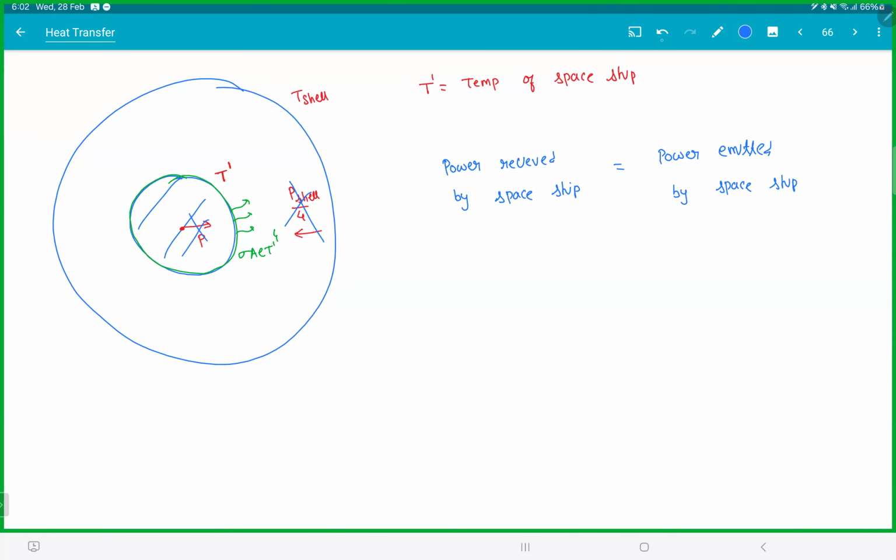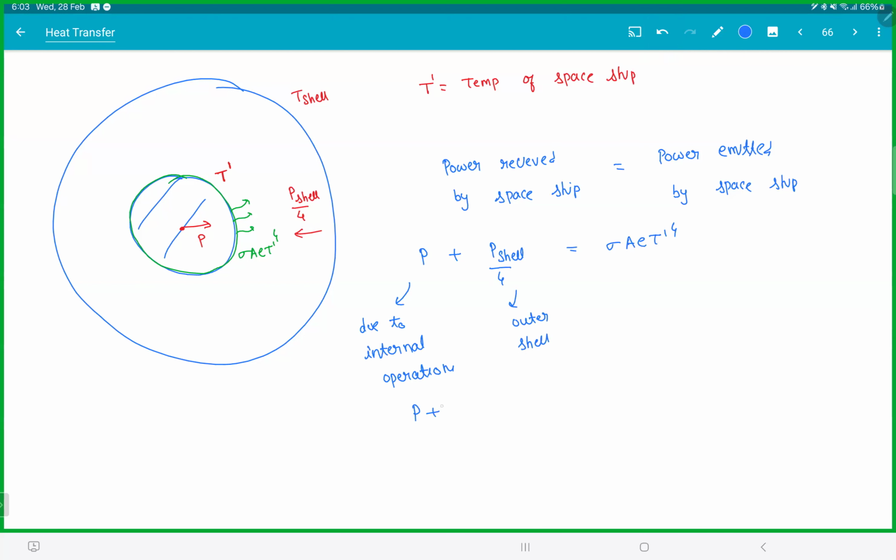This is energy coming inside. So you are getting power P plus power due to the shell by 4. This P is coming due to internal operations. This is the heat produced by the spaceship inside. This other part is coming from the outer shell. This is nothing but sigma AE T dash power 4.